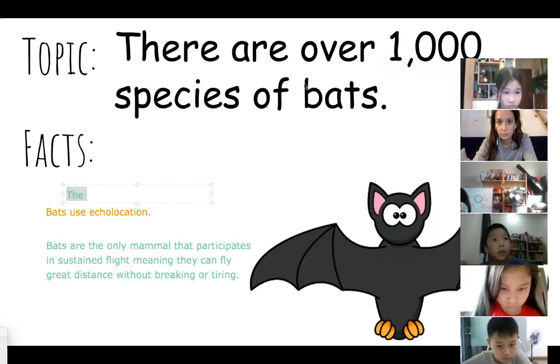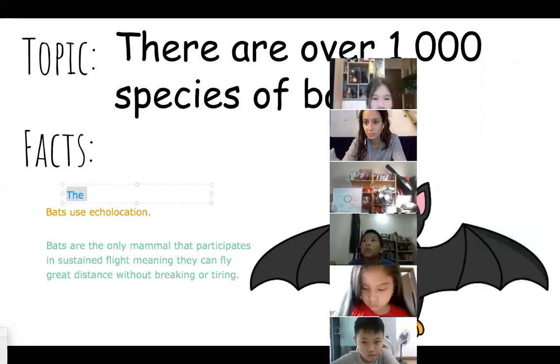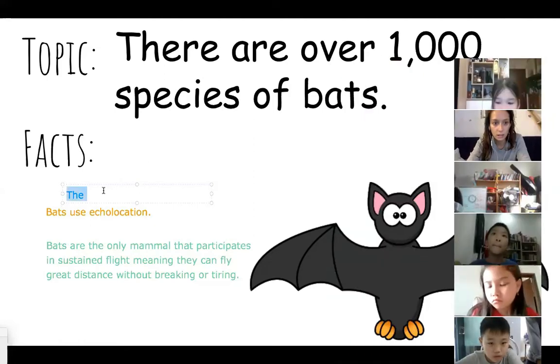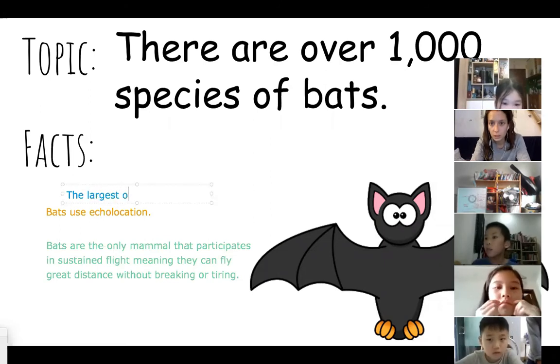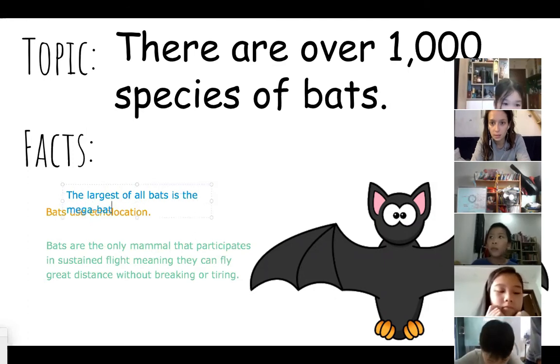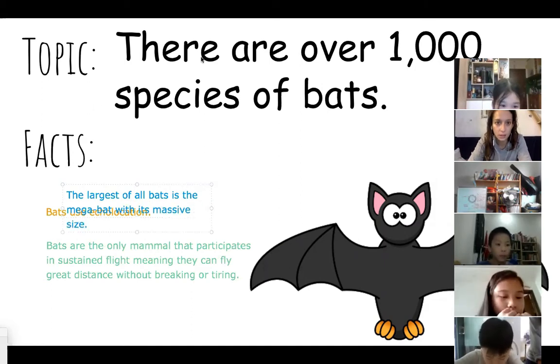With over 5.5 feet in wingspan, this particular species faces extinction and is listed as an endangered animal. All right, so Hen said, the largest of all bats is the mega bat with its massive size. All right, very good.